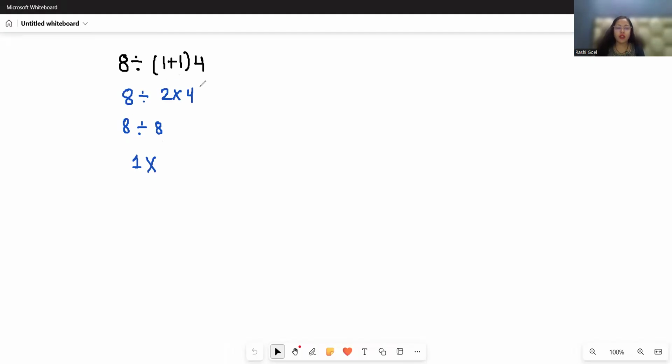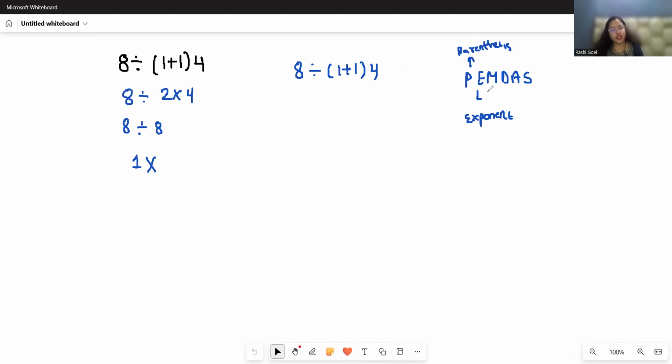So when you are solving this type of expression, when multiple operations are given, then you have to follow the order of operations, which is also known as the PEMDAS rule. Here P stands for parenthesis, E stands for exponent, M and D, multiplication and division, both have the same priority, just solve it from left to right. Addition and subtraction have the same priority, just solve it from left to right.